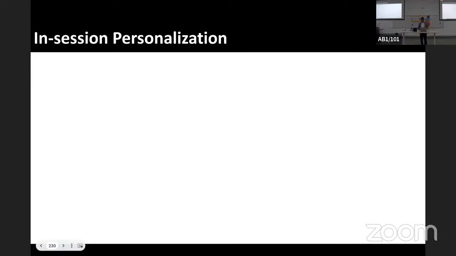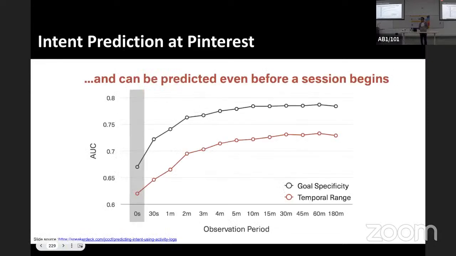Cool. Any questions so far? I know this is also post lunch, so that drowsiness is expected. So I'm going to discount some of that.